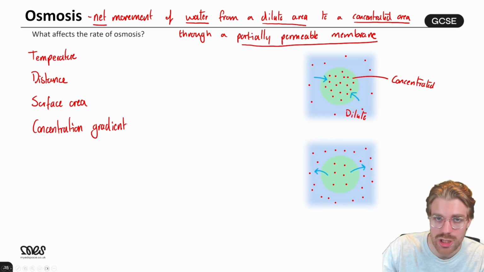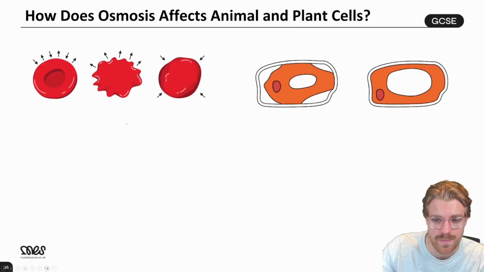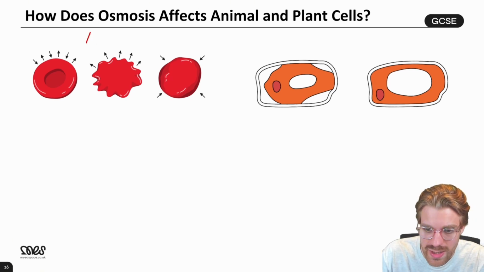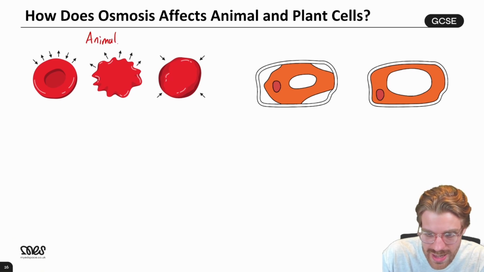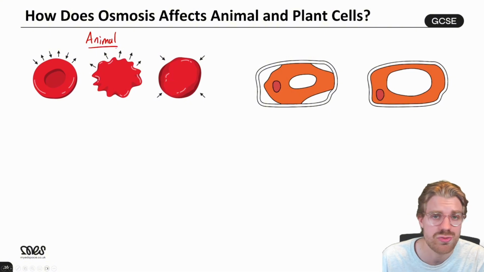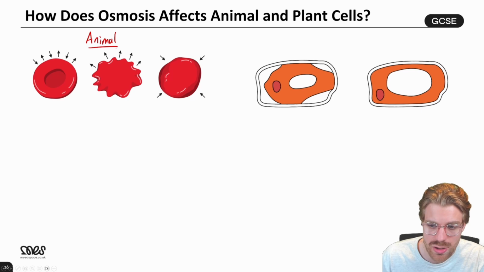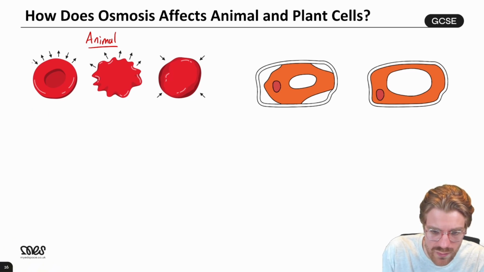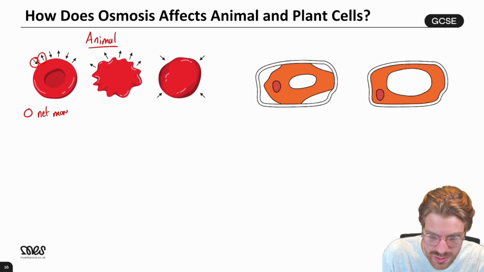So let's have a look at how osmosis affects cells. On the left-hand side here, we have animal cells. Now, animal cells, as we'll remember, do not have a cell wall. They only have a cell membrane. Let's go through these three examples. So in the first example, we can see we have water moving into the cell and out of the cell. We have zero net movement. That is because we have the same concentration inside and outside.